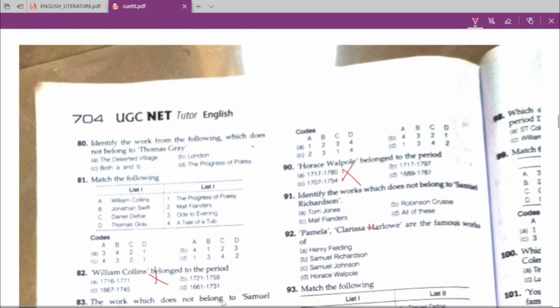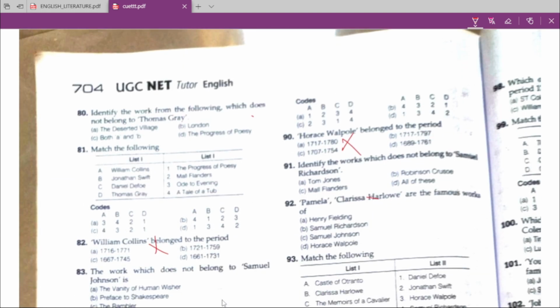Question number 80. Identify the work from the following which does not belong to Thomas Gray. The Deserted Village, London. The Deserted Village was actually written by Oliver Goldsmith, whereas the poem London was written by William Blake. So both A and B are the right option. Progress of Poesy was written by Thomas Gray. Next question. William Collins, Jonathan Swift, Daniel Defoe, Thomas Gray.